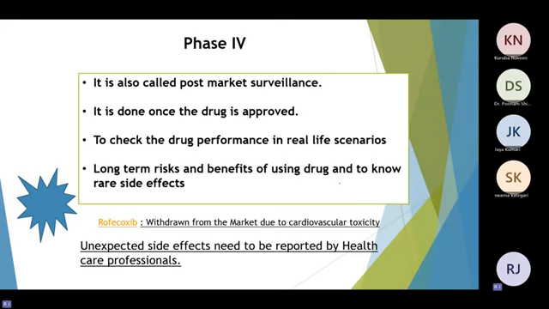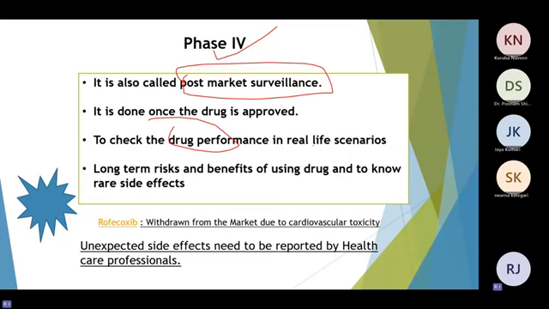Now, once drug is approved by the regulatory authority, what happens? The phase 4 starts. Okay, it is also called PMS studies, post-market surveillance studies. Okay, always remember it is called PMS study, phase 4, and this is done after drug is approved. And why is it done? To check the drug performance in the real world scenario.